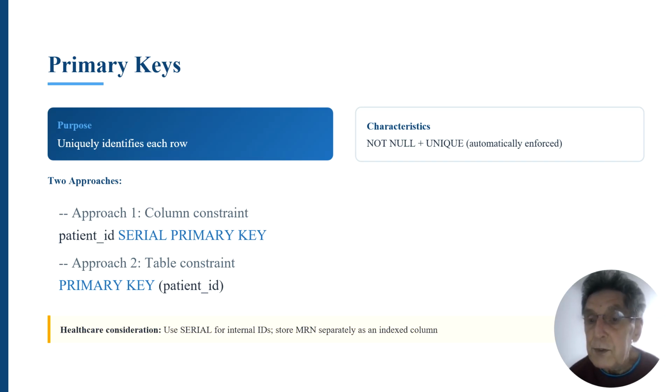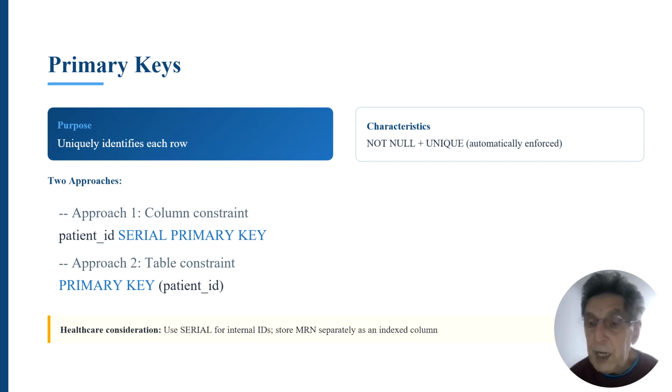Let's think about healthcare considerations. You want to use serial or bigserial for internal IDs, which are surrogate keys. Store the medical record number and Social Security number or other external keys in separate indexed columns. Why? Because external IDs can change or have duplicates in some source systems.